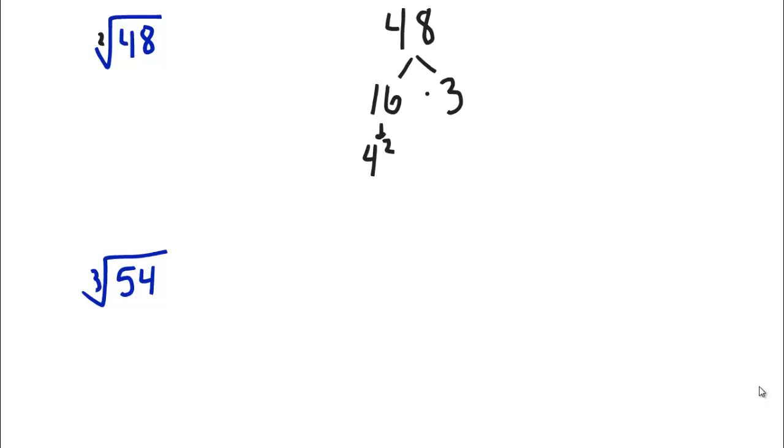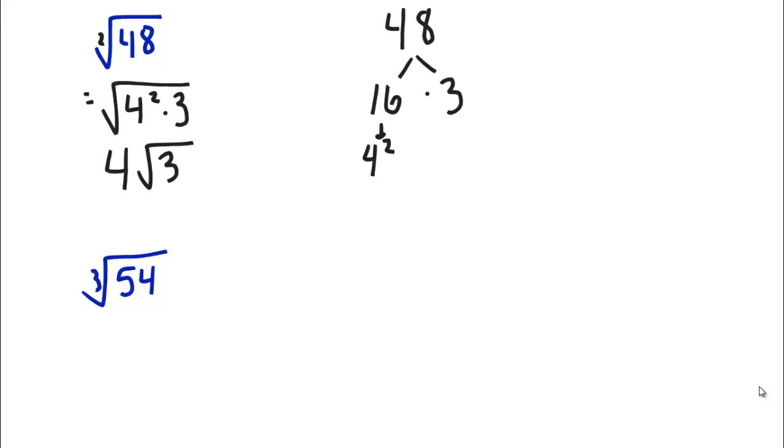So instead of writing the square root of 48, I'm going to write the square root of 4 squared times 3. And now, since 4 is a perfect square, part of this expression is the square root of 4 squared, and I know that that is just 4. What's left over is the square root of 3 inside the house.